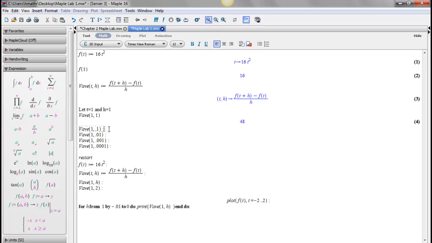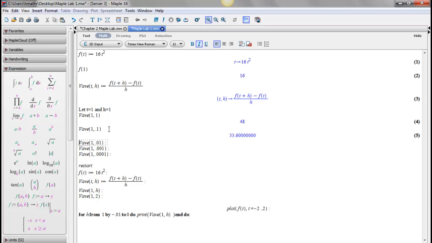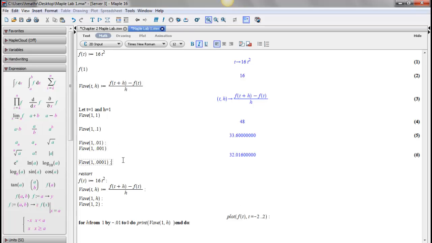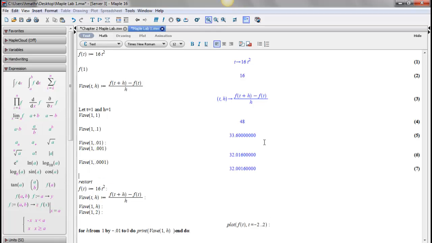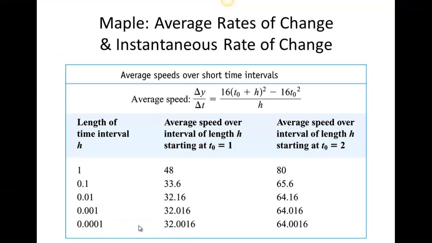If we change our h to 0.1, then we get this output. If we change it to 0.01, we would get this output, and if we change to 0.001, we would get this output. And notice these numbers are here.